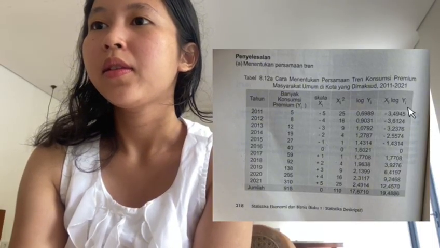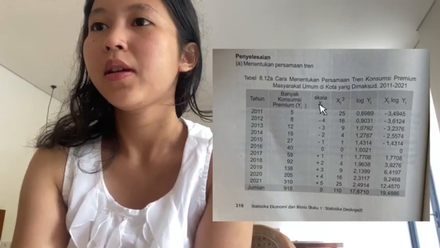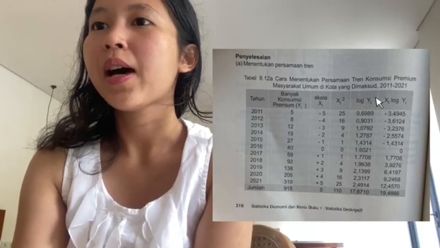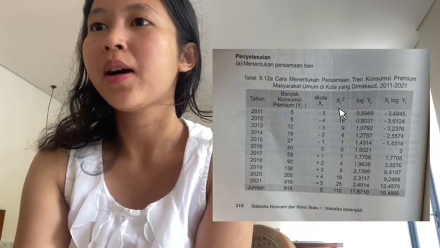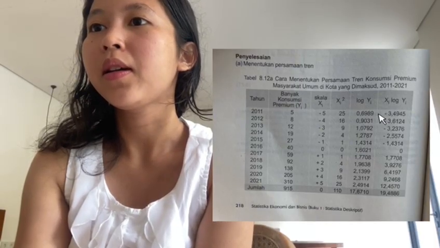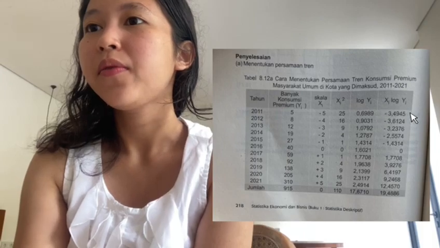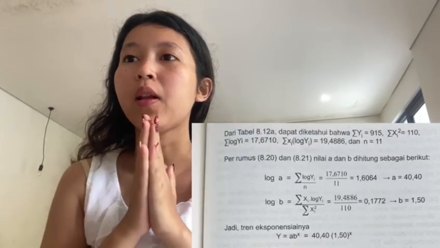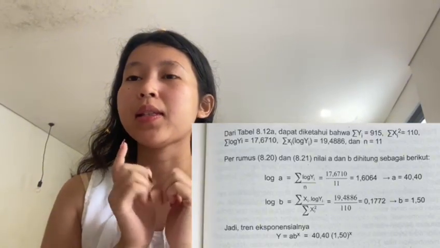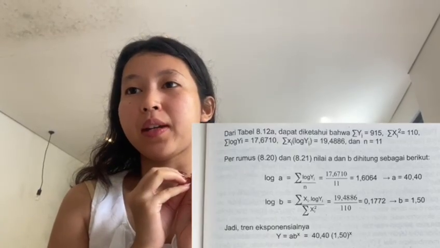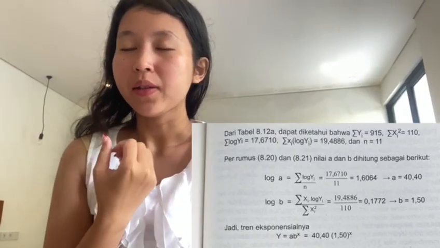Then after that, we need to find the value of xi log yi. We have the value of xi here, and also the value of log y here, so we just need to multiply them. For example, minus 5 times 0.6989, so we get minus 3.4945 here. So we already got all the sigma, or the totals, we need. The next step is to input all of it into the formulas provided, so we can find the values of a and b.